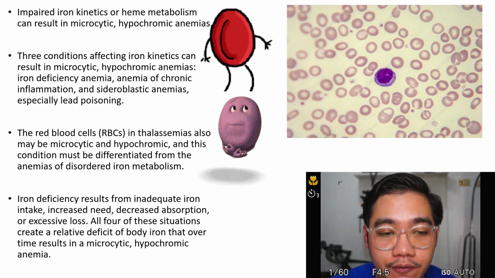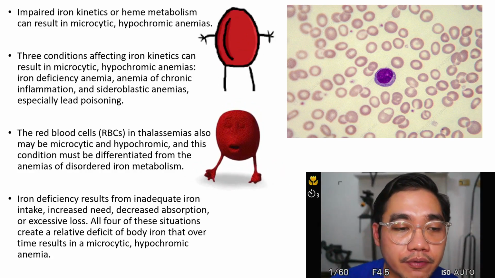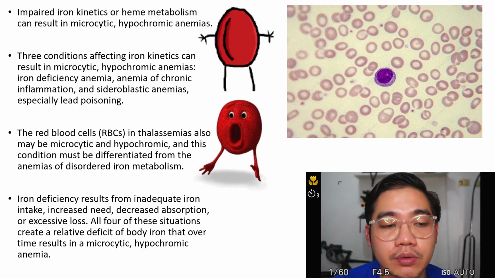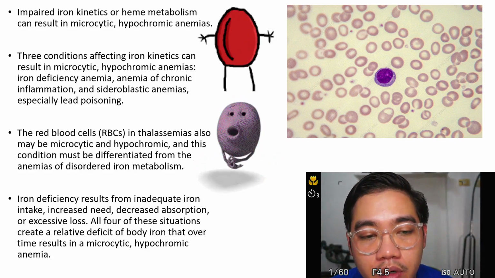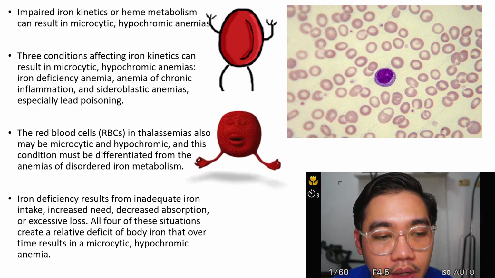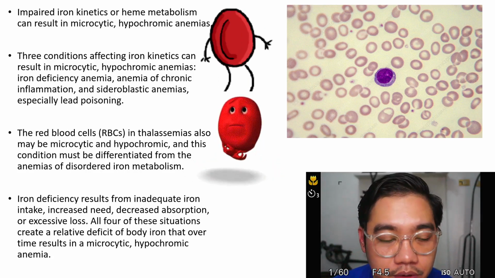We have iron deficiency anemia. We have anemia of chronic inflammation. It's quite interesting, we'll talk about that later. We have sideroblastic anemias, especially lead poisoning.